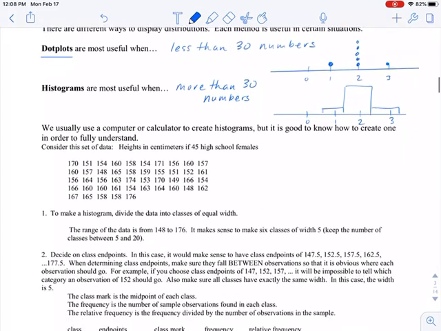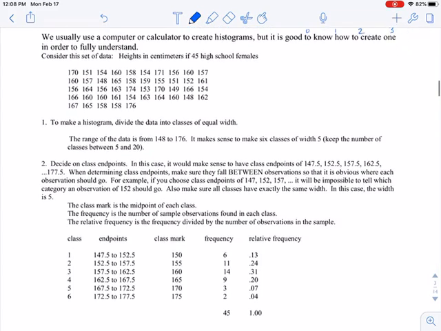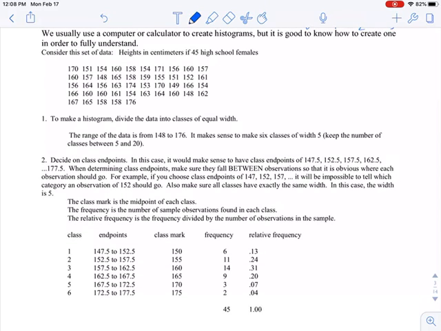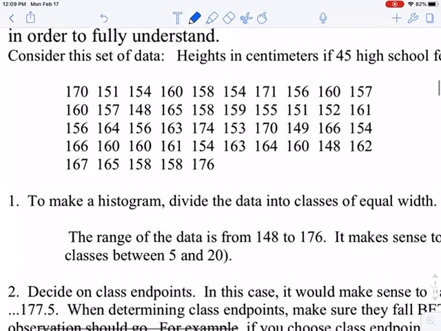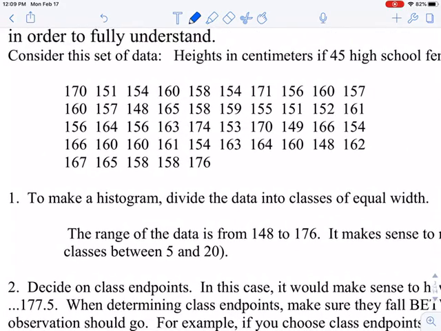So in the notes here, I have a very detailed explanation of how to create a histogram by hand. And in reality, we will be using technology to do this. I just want you to understand how this all works. So here's the set of data. I've got heights in centimeters of 45 high school females.